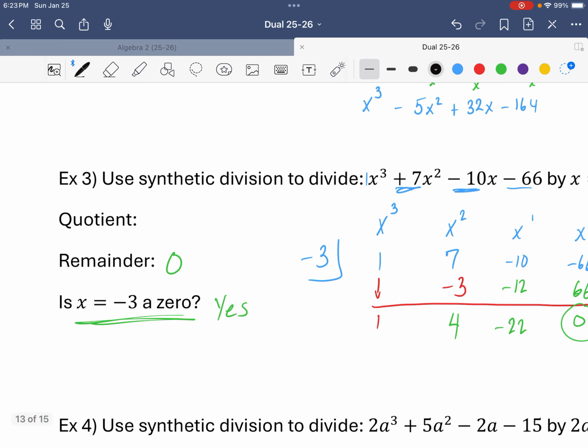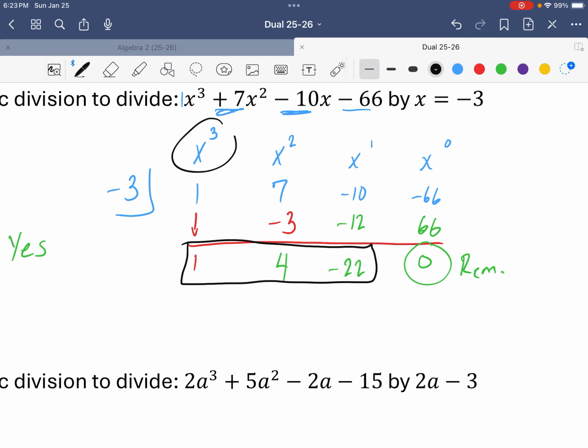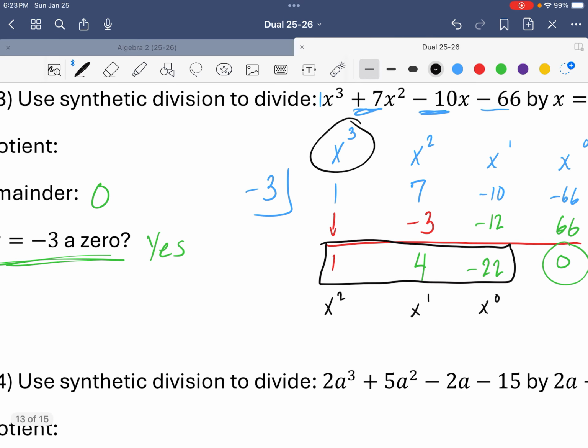Now, quotient. The quotient is going to be those 3 numbers, right? Remember, we started with x cubed. You're going to go down 1 power, so that's going to be x squared, x to the 1, and x to the 0. So if you're going to write that down, it's going to be 1x squared, or just x squared, plus 4x to the 1, or just plus 4x, minus 22. And there you go. That is the quotient.